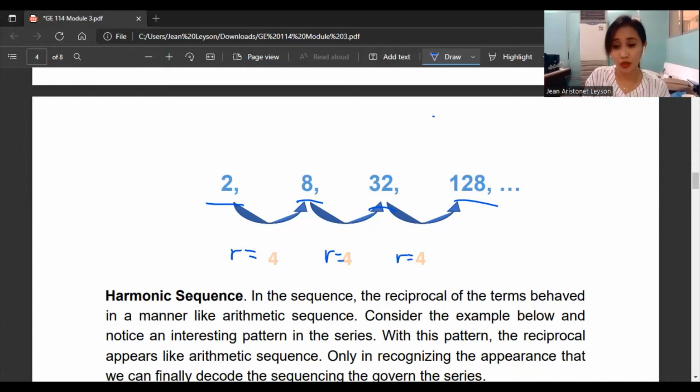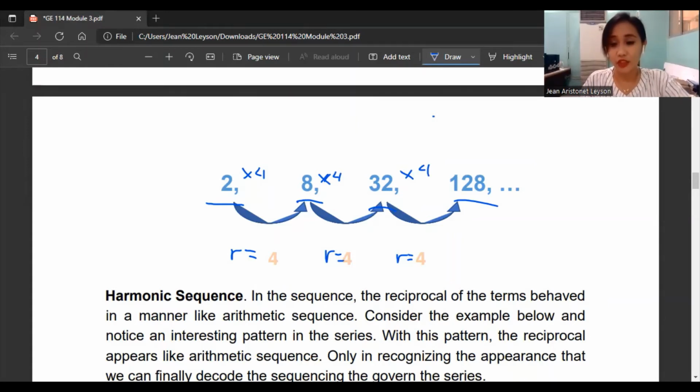Now, what will we do with 4 in order to get the next term? We simply multiply the first term by the common ratio. So that's 2 times 4, that will give us 8. Multiplying again with the common ratio, that's 8 times 4, that will give us 32. And again, multiplying by 4, that will give us 128, and so on. So in geometric sequence, what we do with the common ratio is multiply the term in order to get the next term.